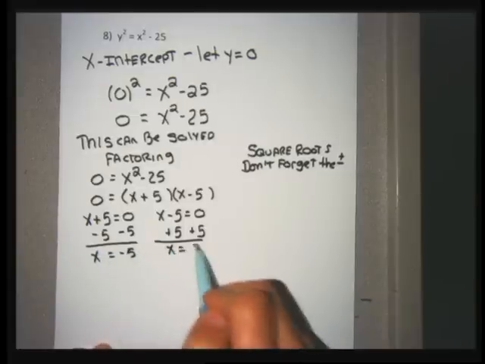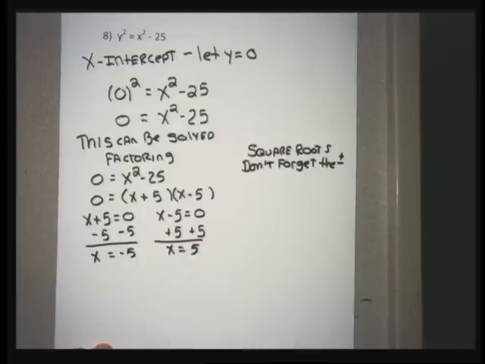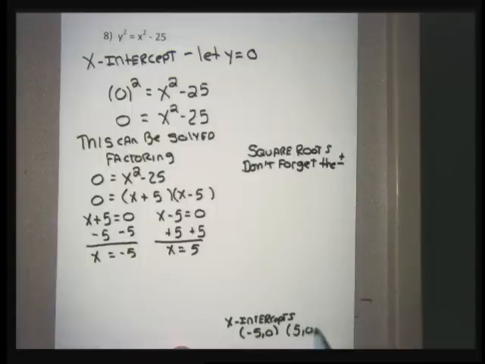So this tells me that the x-intercepts, there's two of them, and I'm going to write the intercepts as points. I plugged in 0 for y and got -5 for x and +5 for x. So that would represent the points -5, 0 and +5, 0.